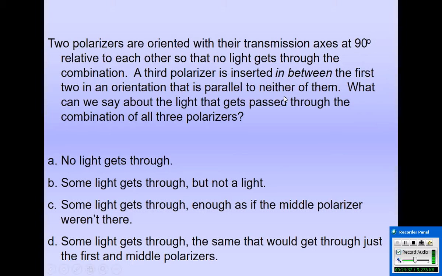Is it still going to be the case that no light gets through? Will some light get through, but not a lot? Will light get through as if the middle polarizer wasn't there? Or would some light get through, but the same that would get through just the first and the now middle polarizer? Think about it. Let me know if you have questions.